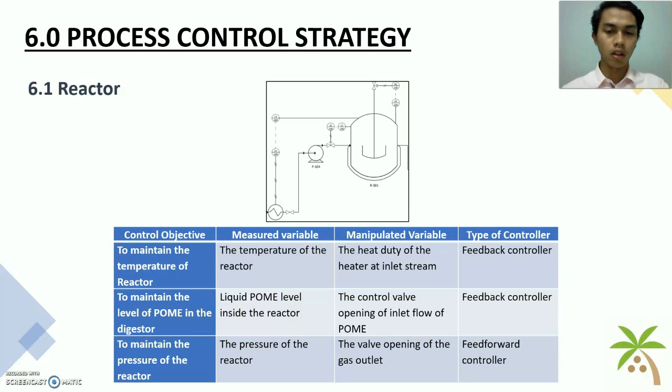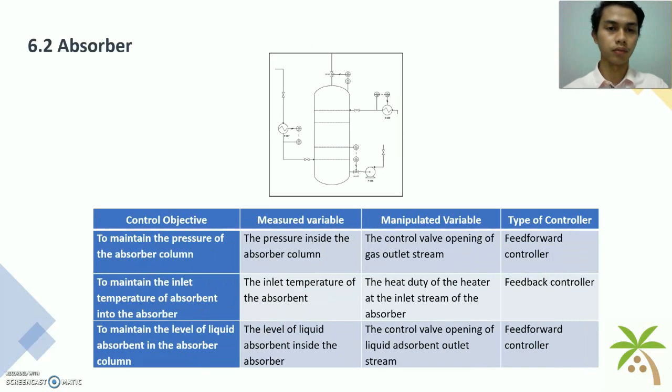For the first control objective, the manipulated variable is the heat duty of the heater at the inlet stream, and the type of controller used is a feedback controller. The next one is to maintain the level of pomade in the digester, and the manipulated variable is the control valve opening of the inlet flow of pomade, and the type of controller used is a feedback controller. The last one is to maintain the pressure of the reactor, and the manipulated variable is the valve opening of the gas outlet, and the type of controller used is a feed-forward controller.